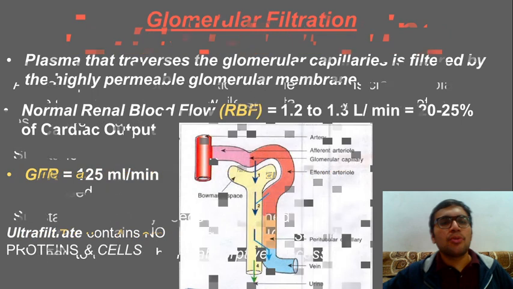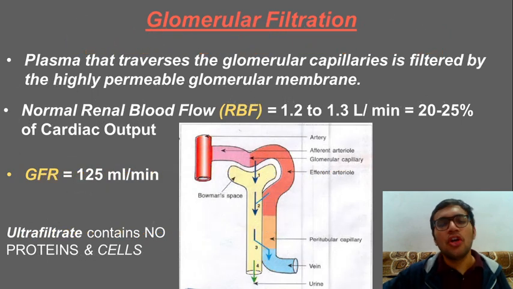So now let's proceed to glomerular filtration. What is glomerular filtration, guys? You know that basically this is what is happening: plasma that traverses the glomerular capillaries is filtered by a highly permeable glomerular membrane.